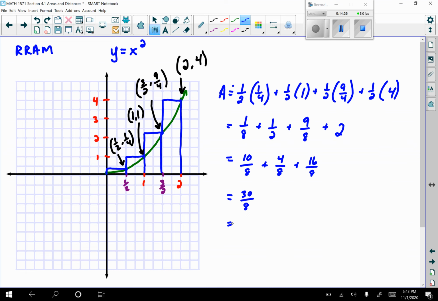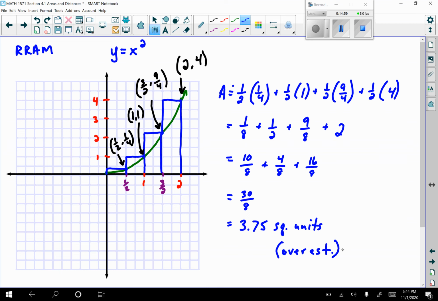Again, let's turn this into a decimal. So 8 is going to go into 33 times. That'll still give us 6/8 or 3/4. So we can still say it's 3.75 square units.